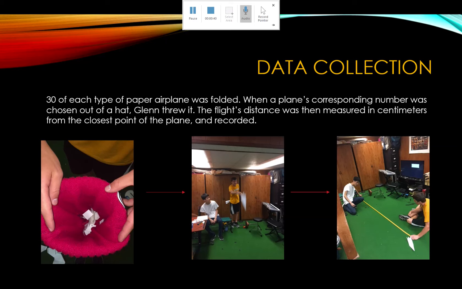So to collect the data, we first had to fold each type of paper airplane. So we folded 30 of each type, 30 of the standard model airplanes and 30 of the world record airplanes. Then we had one person throw them, so that it was consistent between trials, for the same person. And the flight distance was then measured in centimeters from the closest point of the plane and then recorded.